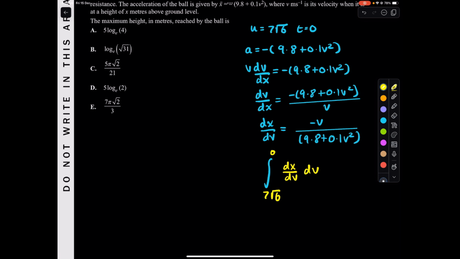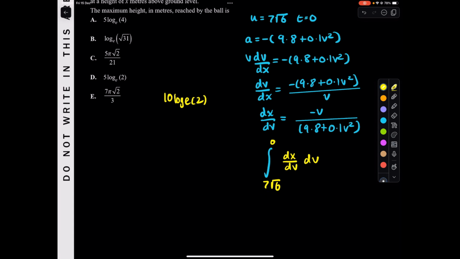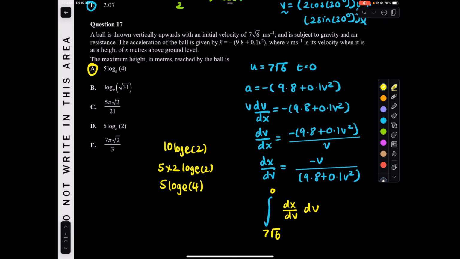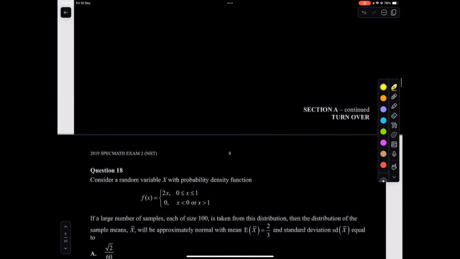Let's write that down. So we get 10 log e of 2, which does not look like any of these answers. It is, because it's 5 times 2 log e of 2, which is 5 log e of 4. So A is your answer. Done. Nice and easy. Great.